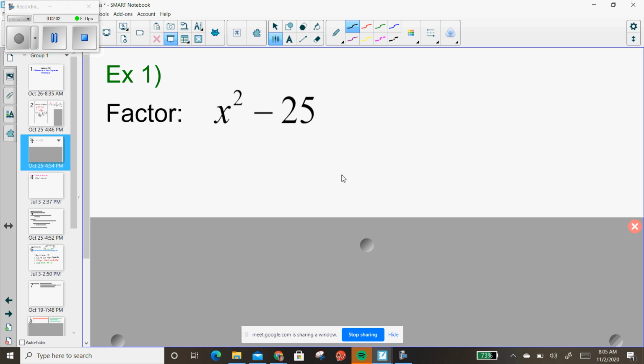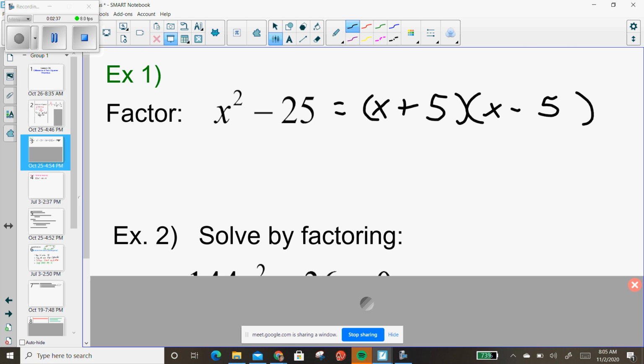All right, so let's try that formula out. How many terms? Everybody in class, hold up fingers. So we've got two. Is there a minus sign between them? Is x squared something that we can take the square root of? Very easily. So we know we're going to have two parentheses that both start with x. One with a plus, one with a minus. Can we take a square root of 25? Everybody in class, shout that out. So that's going to factor as plus 5 and minus 5. So that much is easy enough.